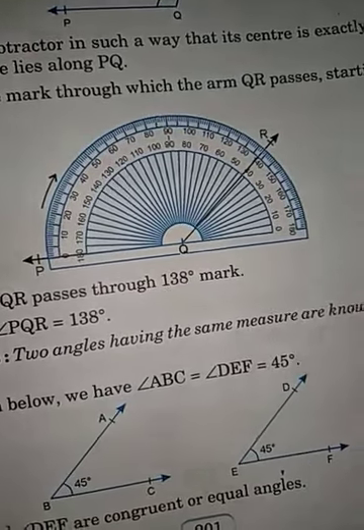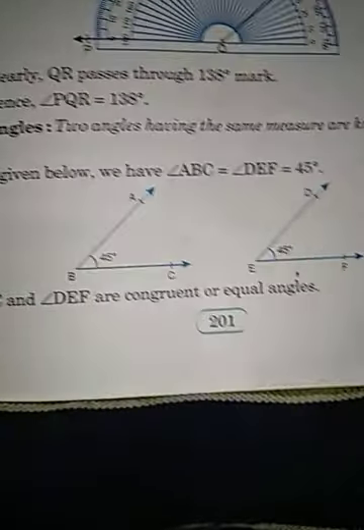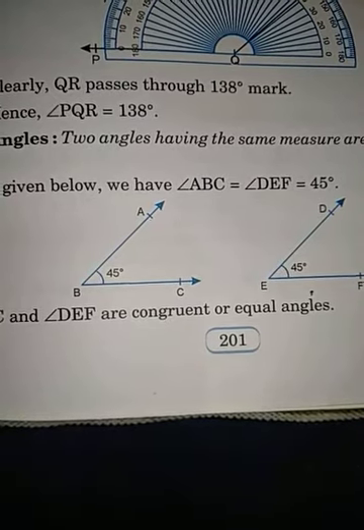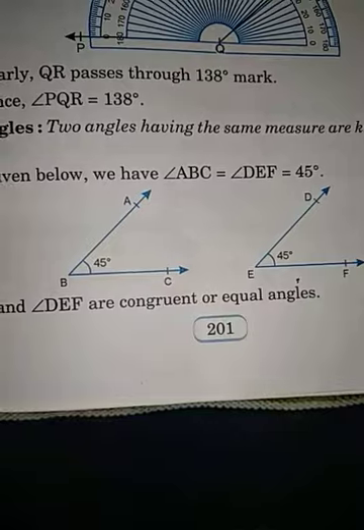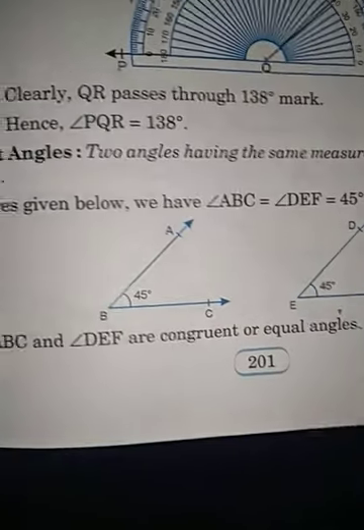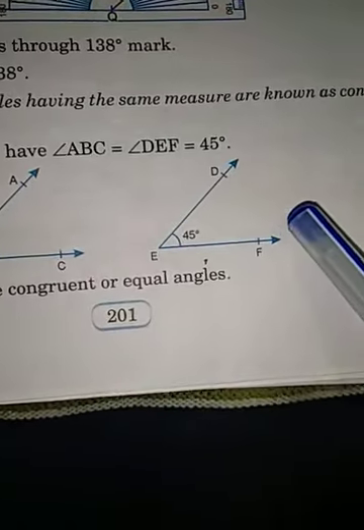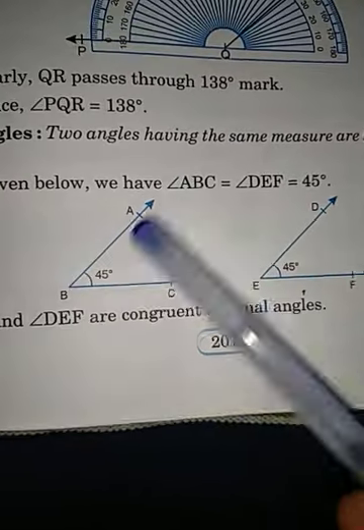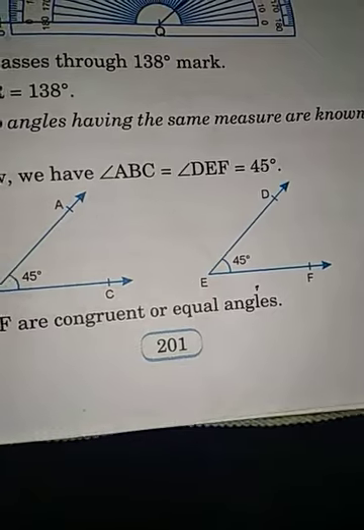Now, congruent angles. Two angles having the same measure are known as congruent angles or equal angles. When two angles are equal in measure, these two angles are said to be congruent angles. For example, here angle ABC is 45 degrees and angle DEF is also 45 degrees. Hence, angle ABC and angle DEF are congruent or equal angles.